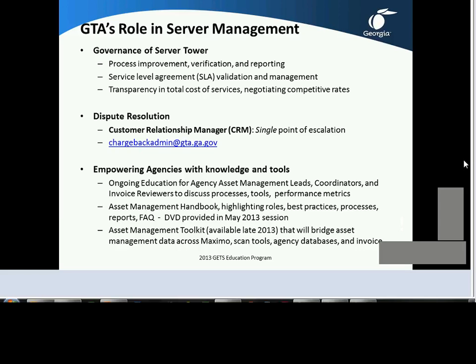A small portion of your charges help defray the cost of the variety of services that GTA provides on your behalf, and that's what we just listed here.